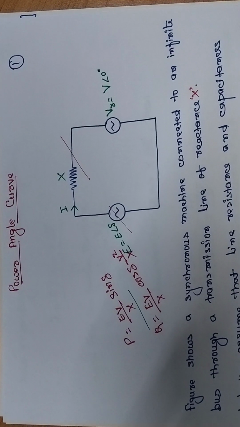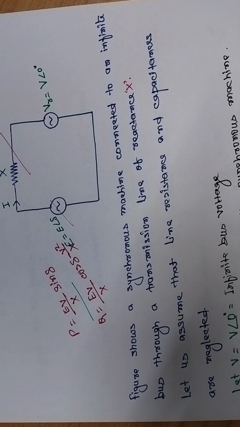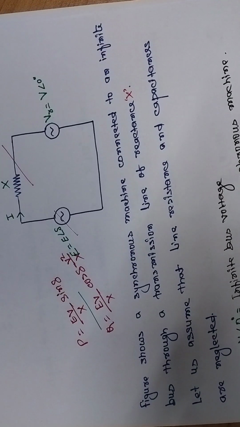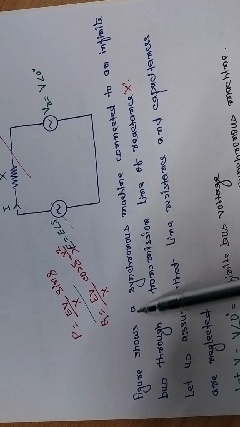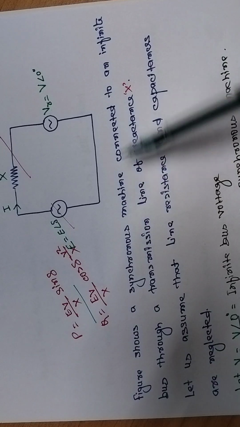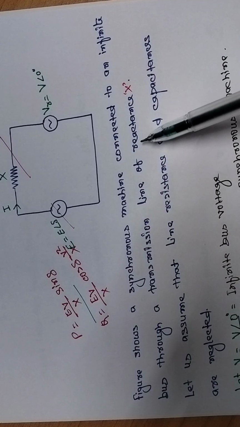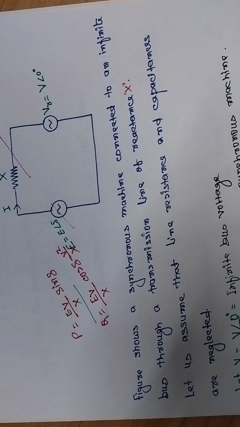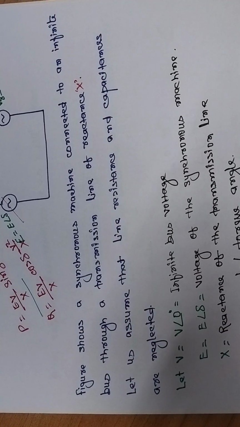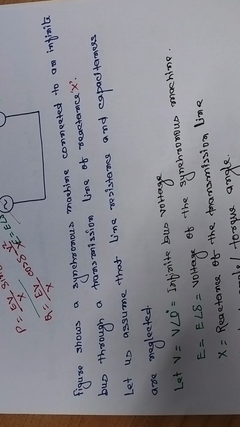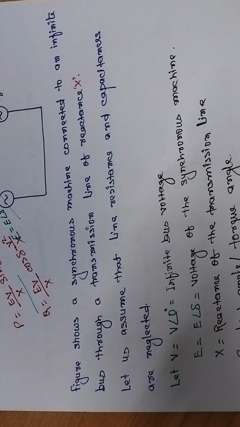I will not skip a single step in this derivation. We'll do it step by step. The figure shows a synchronous machine connected to an infinite bus through a transmission line of reactance X. Let us assume that the line resistance and the capacitance are neglected. That's why it is a purely reactive line.